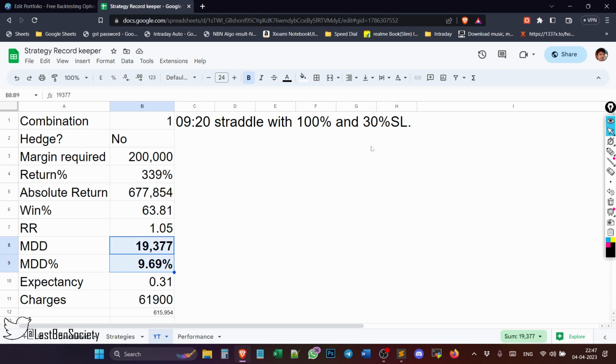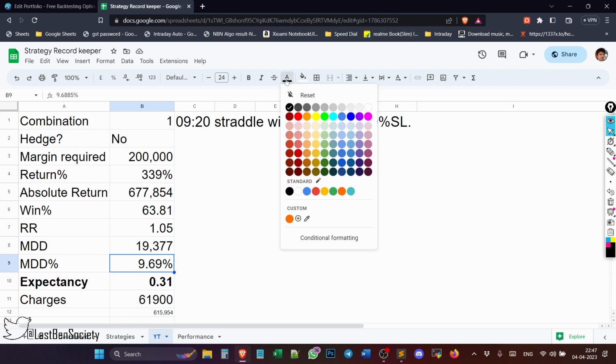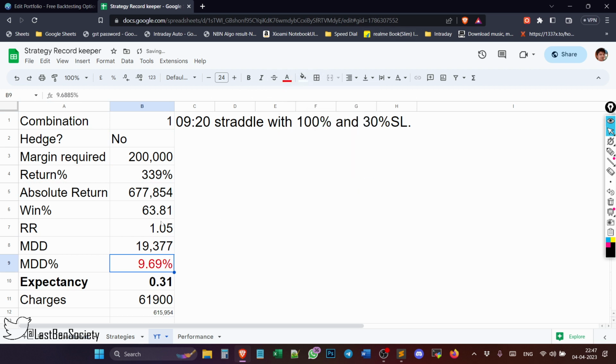Now, what is the expectancy here? 0.31. Expectancy is a number where the higher the expectancy, the better the system will perform in the longer run. So now let's go with the second combination. You have to look at these numbers. Let me color this something important like red and make it bold, and keep this black and bold, and make it a little bigger.